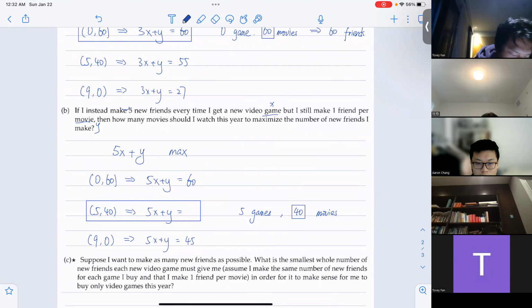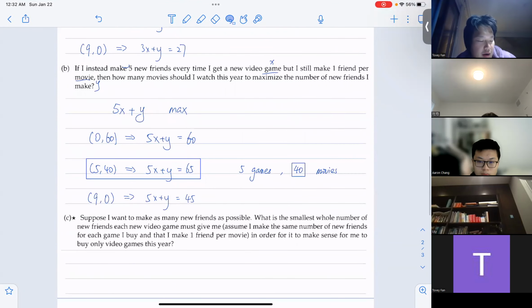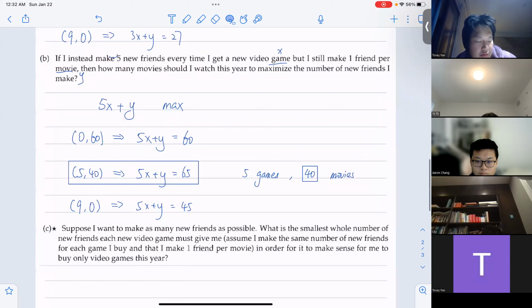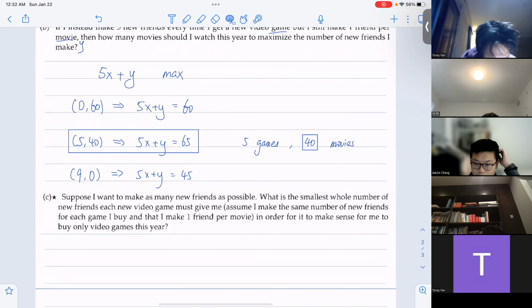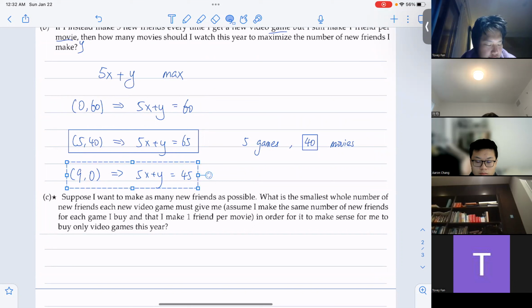put it back again. 5x plus y, right? Okay, so in question B, for every video game I can make 5 new friends. So I want to play more games, and indeed we found that in the result we do play more games, right? You will see that there were 3 intersections: question A is the first one, question B is the second one, and the third intersection.